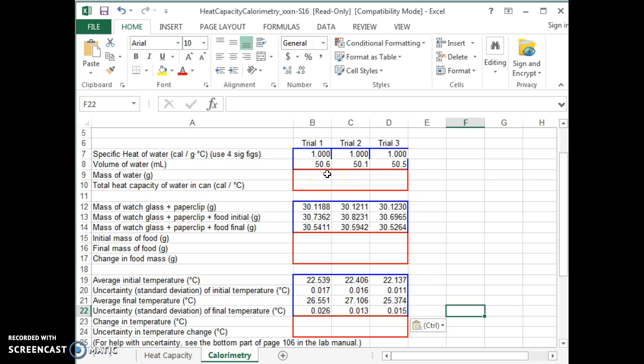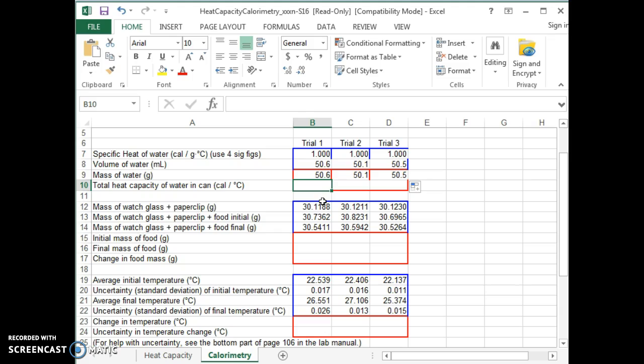Now we'll move to the red boxes. Red boxes always mean a calculation, and it also always means that you should be starting whatever is in this box with an equal sign. The density of water is 1 gram per milliliter, and so we're going to use that fact to help us go from milliliters of water to grams of water. So you're just going to take the number that's up here in B8 and multiply it by 1. And you can click and drag that into the other cells.